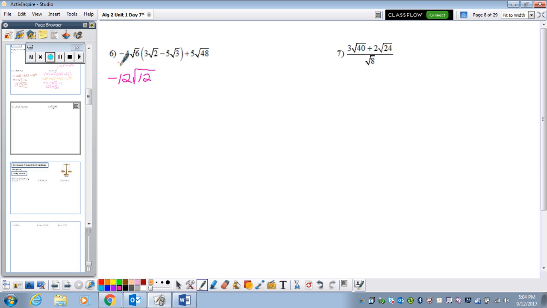Now we distribute the negative 4 square root of 6 with the negative 5 square root of 3. Negative 4 times negative 5 is positive 20. Within the radical, we have 6 times 3, which is 18. We still have this term on the outside that's going to be combined later, 5 square root of 48.